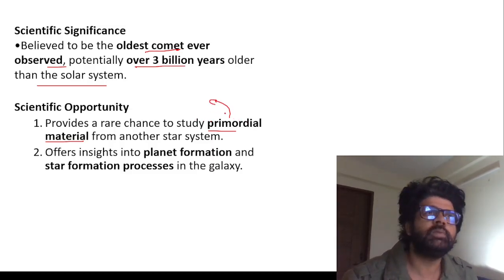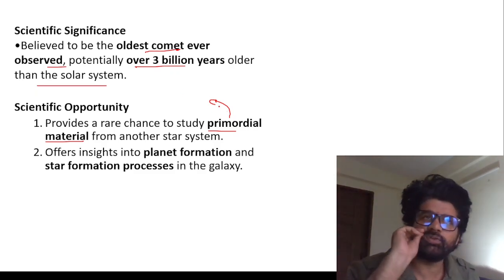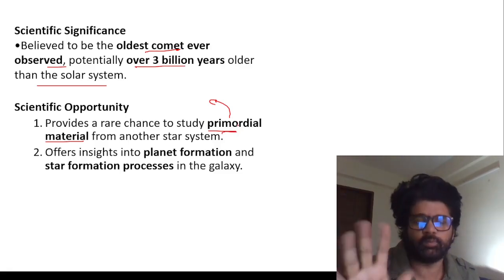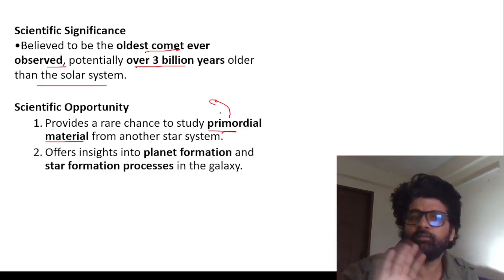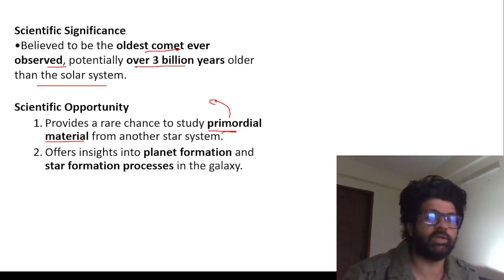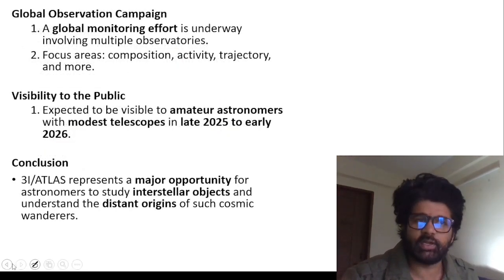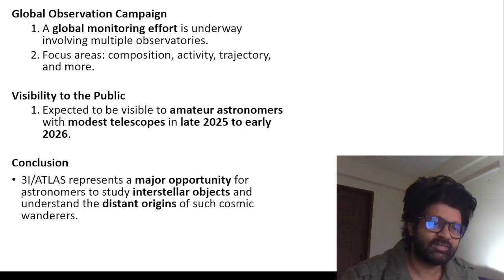Primordial material means materials which were formed very early and have not changed much since the formation of the universe or the solar system, or even before that. That is primordial material. And 3I Atlas is one such example of primordial material according to scientists. So people are very enthusiastic about it. Let's see if our enthusiasm turns into fear, or what happens if we know something more.